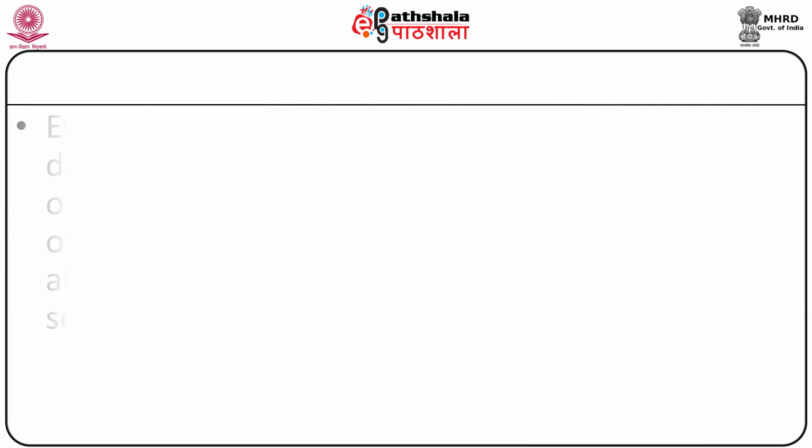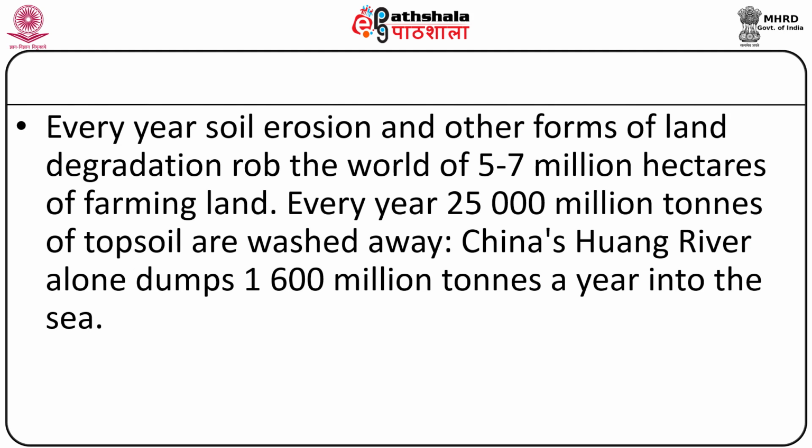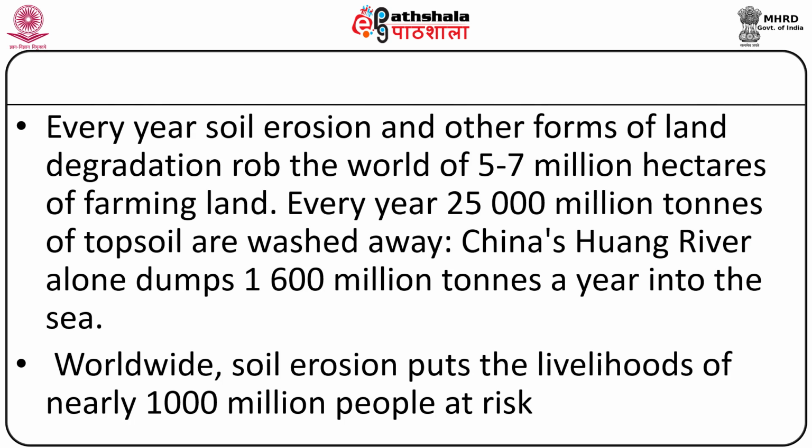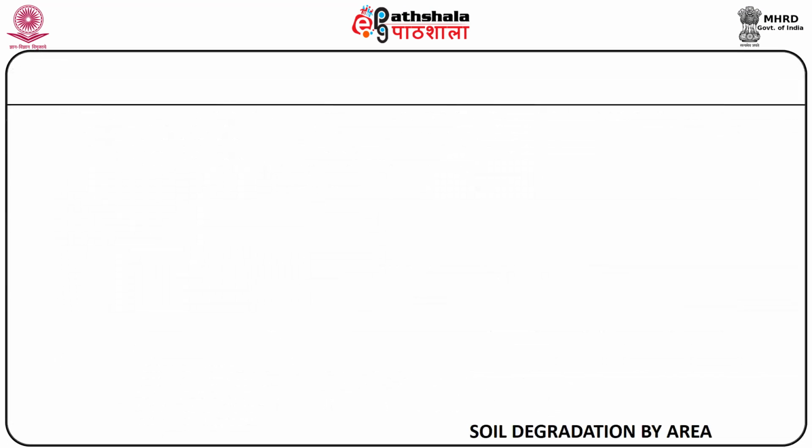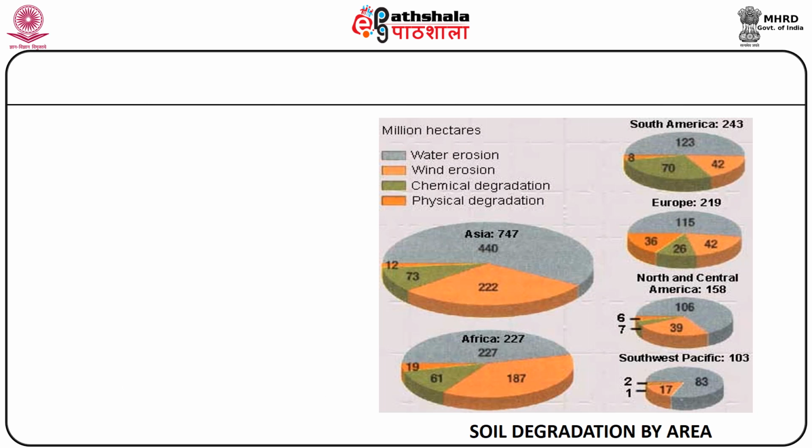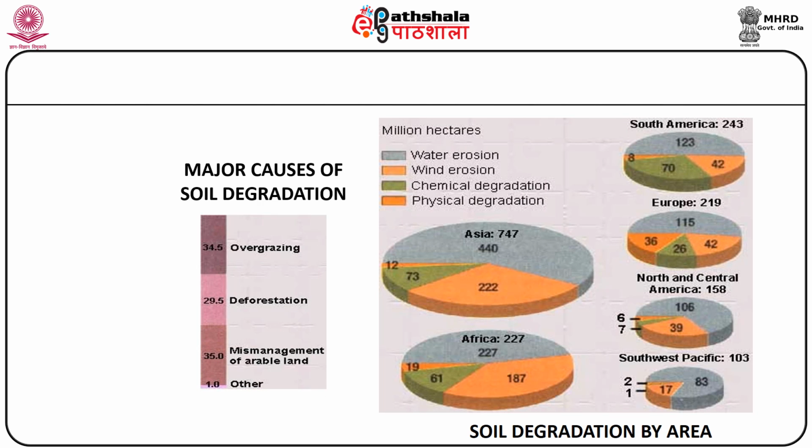Every year, soil erosion and other forms of land degradation rob the world of 5 to 7 million hectares of farming land. Every year, 25,000 million tons of topsoil are washed away. The Chinese Huang River alone dumps 1600 million tons a year into the sea. Worldwide soil erosion puts the livelihood of nearly 1,000 million people at risk. So, the major causes of soil degradation are overgrazing, deforestation, and mismanagement of arable land, among others.